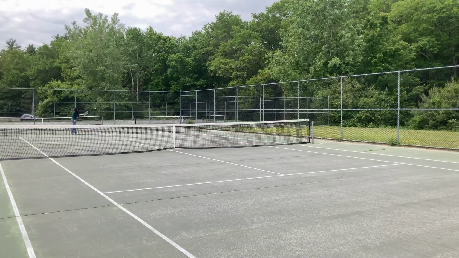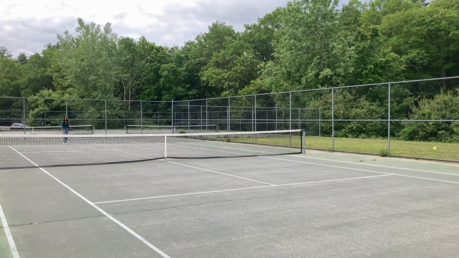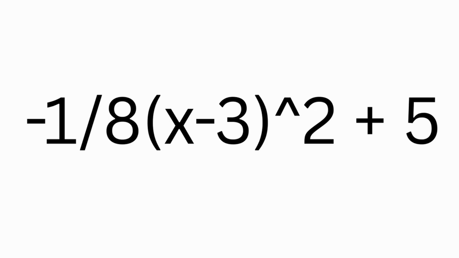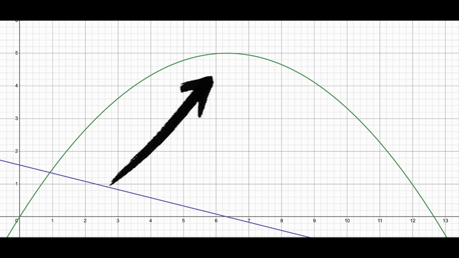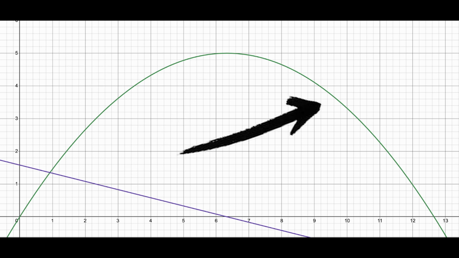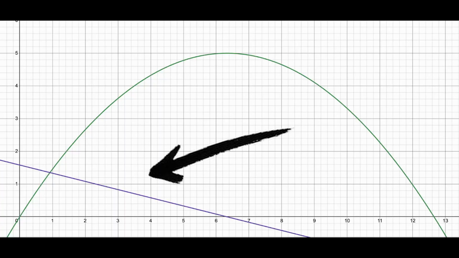Let's look at the function that resembles Karina's lob. In this case, it resembles this function. Well, the slope up until x equals 6.235 is positive. And then the slope is 0 at x equals 6.235. And then after x equals 6.235, the slope is negative. Try saying that fast.